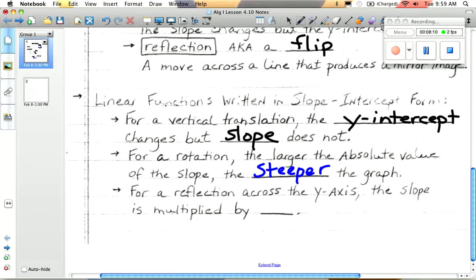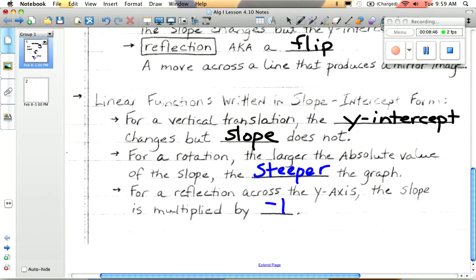Okay, for a reflection across the y-axis, so the y-axis is our vertical one, so we're reflecting across the y-axis. Let's think about this. What do you think would make it flip over, from here to here or from here to here? Apparently I'm saying the slope is going to do something. What would happen? Let's think about that slope that's 4 and -4. What happened? It got multiplied by -1. That's what flipped it over, so it's going the opposite direction.